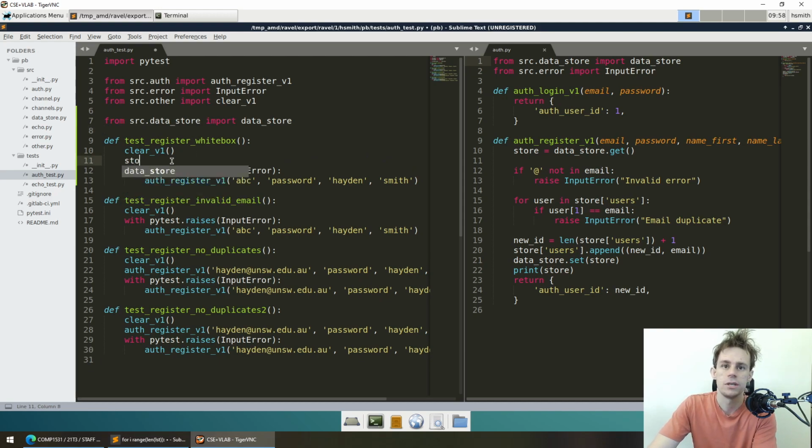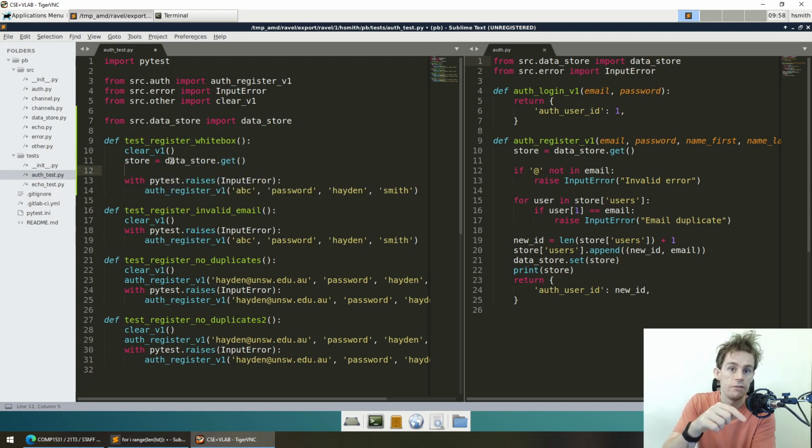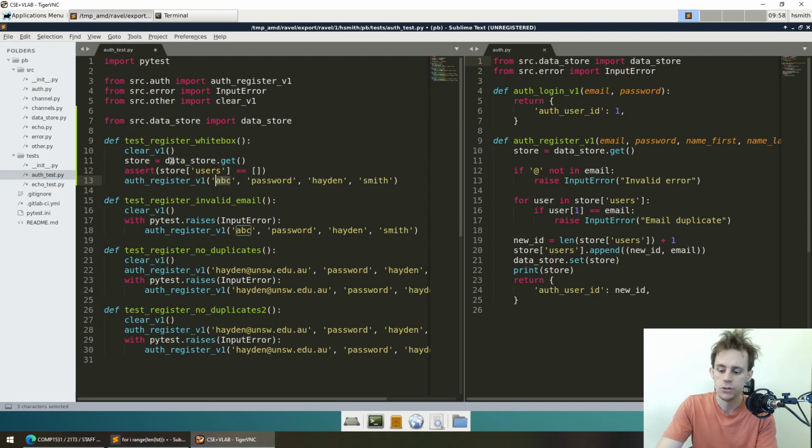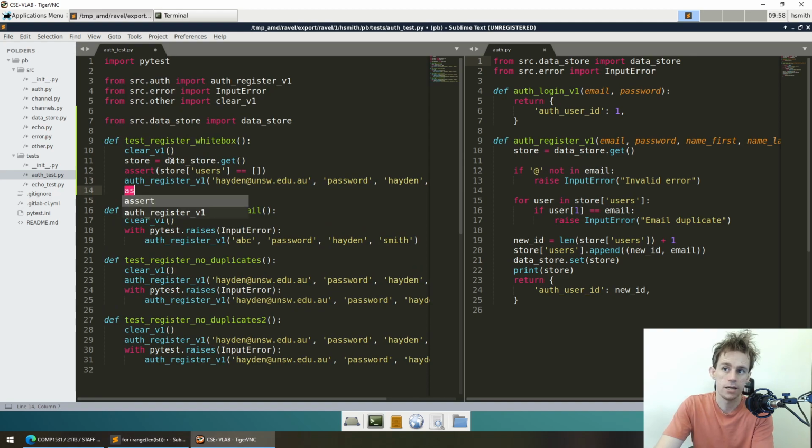Then you'll get the data store. You say store equals data store dot get. Okay, so you get it. Now you're going to assert that the structure of the data store is what you expect, which is that store users is an empty list. So this is white box. You're actually testing the specific details of the implementation. Then you might auth register with, say, a valid user, hayden@unsw.edu.au. And now you might assert again that store users is a list with one item in it, and that item is just going to be a tuple with ID 1 and this email address.